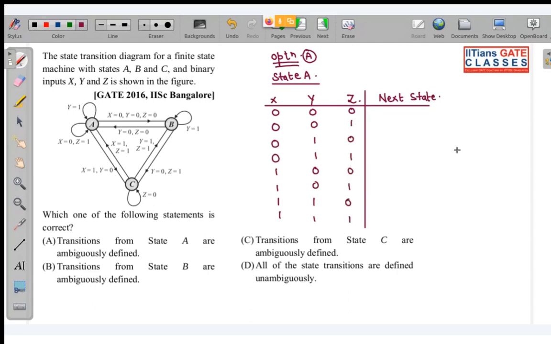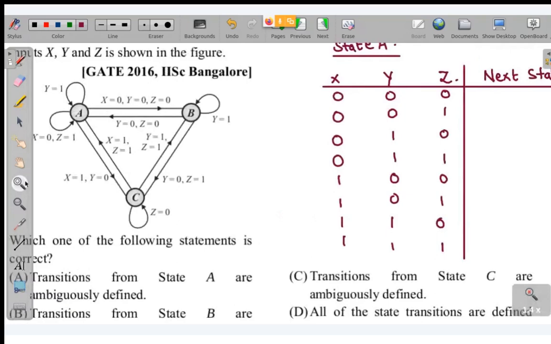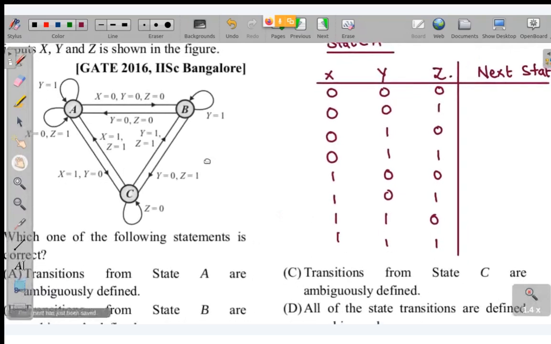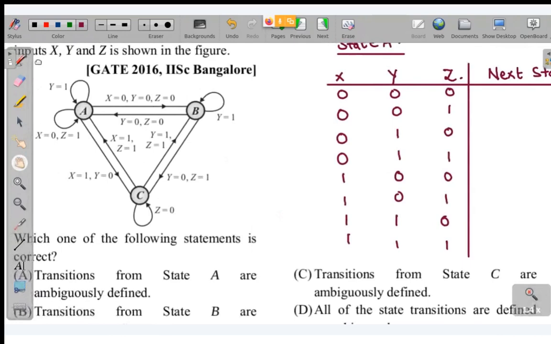Okay. So now look, my present state in each of the cases is A. So if I give X equal to 0, Y equal to 0, Z equal to 0. Now hopefully this diagram is clear to you guys. Look over here. Is this visible to you guys? I will zoom in a little bit over here. So look, my present state in all the cases is A. When X0, Y0, Z0, you can see I am going to B. Fine.